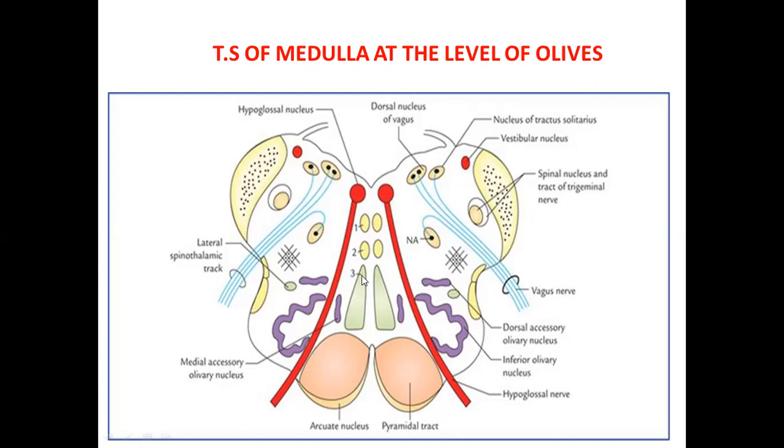So the arcuate nuclei, they are placed in the pontine nuclei and situated on the anteromedial aspect of the pyramids. So you can see the situation of the arcuate nuclei. These arcuate nuclei receive fibers from the cerebral cortex and they send efferents to the cerebellum.